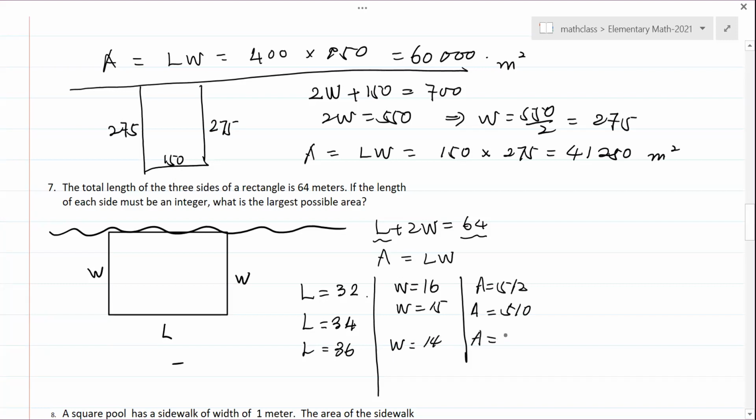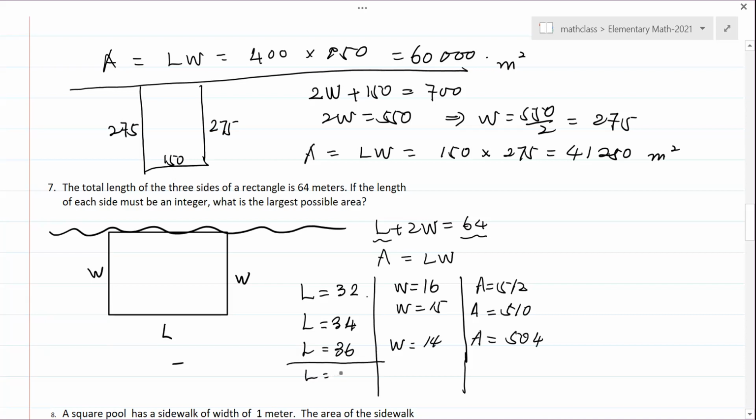And the area is going to be 36 times 14. So it looks like you are going down, right? The area, we want to find the largest possible area. So I think we should go the opposite direction, right? So we stop here because it's going down every time, right?